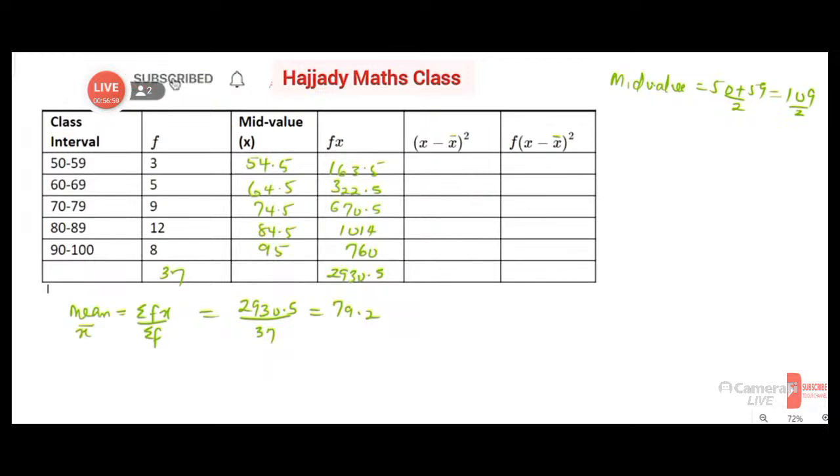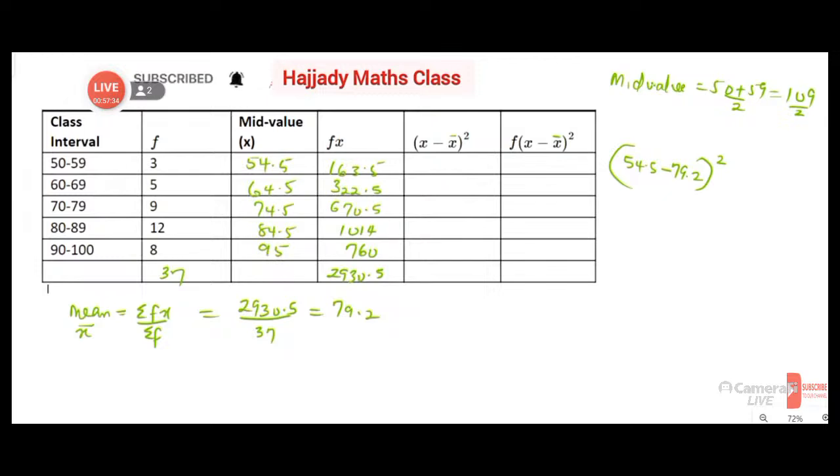That is from our previous video. I've explained the notation used for mean, so we can use x bar. What we just need to do here is to get x minus x bar and square it. What do I mean by this? For the first value, my x is 54.5. That is, I have 54.5 minus x bar, which is 79.2. So I'm going to subtract this and square. You understand? The same thing will be done for the second one, that is 64.5 minus 79.2, then squared.